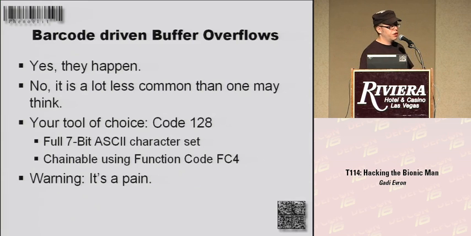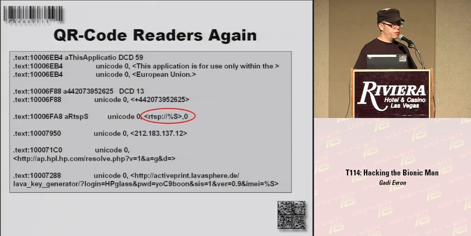But your tool of choice here is Code 128, because it's the full 7-bit ASCII character set, and you can chain them together. You print multiple of them, and they end with a control code, FNC4, that says there's more coming. The barcode reader is actually buffering all the barcodes you're scanning, and then you send the final one and say, go! And then you finally scanned a 1K barcode, which is kind of cool. Really breaks stuff. Warning, I have to warn you, it is a pain to develop shellcode on barcodes. I can tell you from experience.